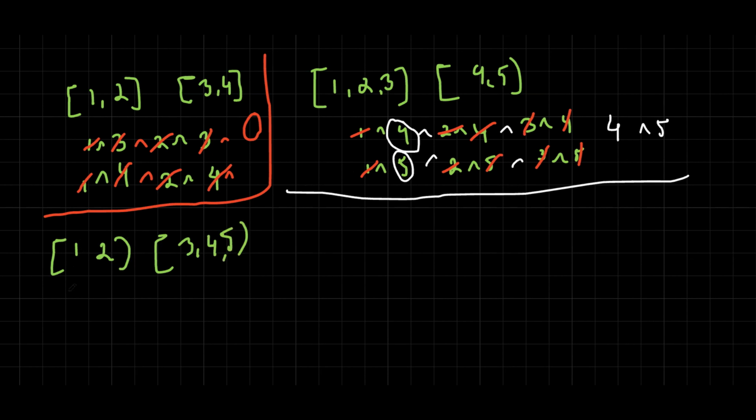Similarly, here the XOR will be 1 XOR 3, 1 XOR 4, 1 XOR 5, 2 XOR 3, 2 XOR 4, 2 XOR 5. Okay. Now we have to discard both of the 1s, both of the 3s, both of the 2s, and both of the 4s.